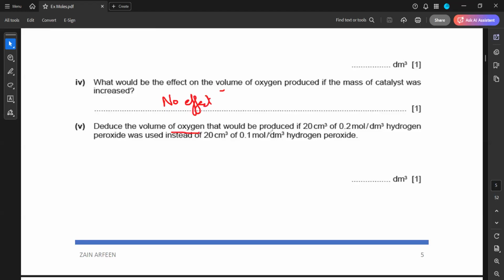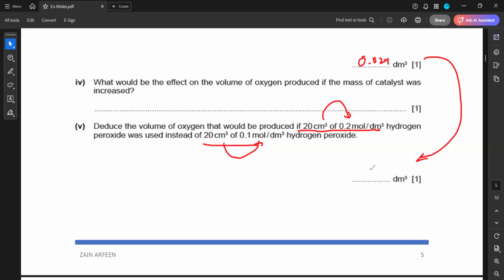Then deduce the volume of oxygen that will be produced by 20 cm³ of 0.2. Before we had 20 cm³ and 0.1, now we have 20 cm³ and 0.2. So if I double the concentration, what will happen to the volume? The volume will also be double. Here it was 0.024, so now it will be 0.048 dm³.